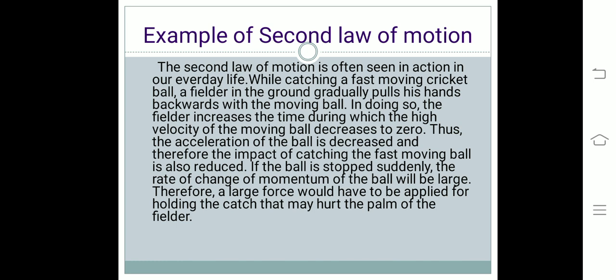If the ball is stopped suddenly, the rate of change of momentum of the ball will be large. How? Because if the ball is stopped suddenly, then its high velocity decreases to 0 in a very short interval of time. So therefore the rate of change of momentum will be large. Hence a large force would have to be applied for holding the catch, and this may hurt the palm of the fielder.